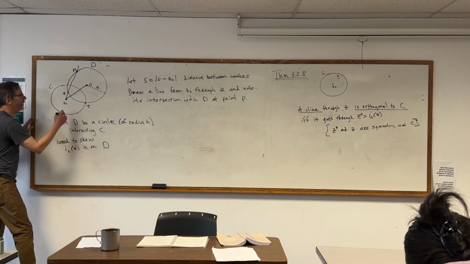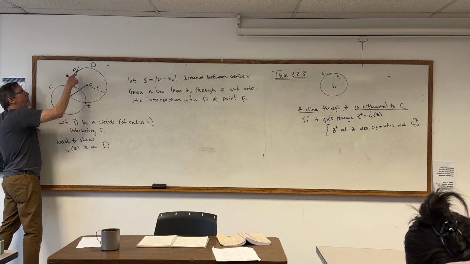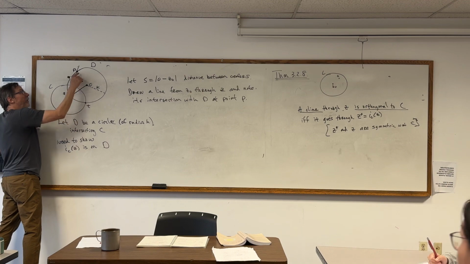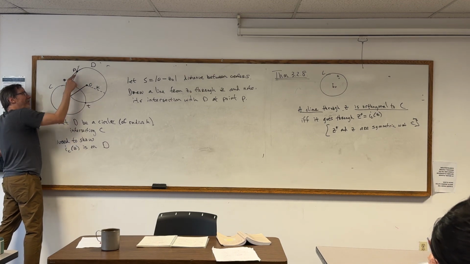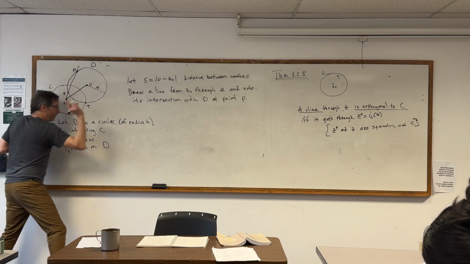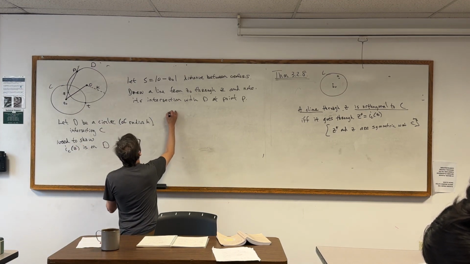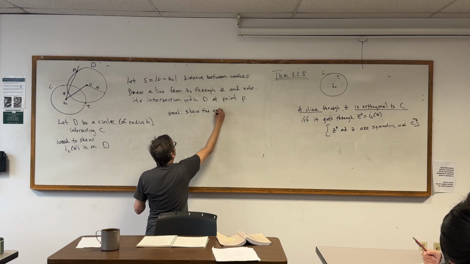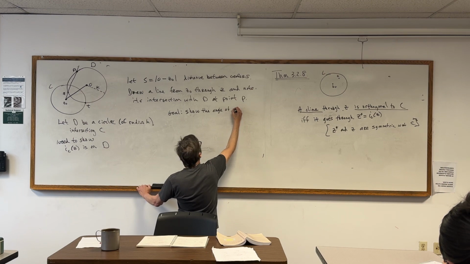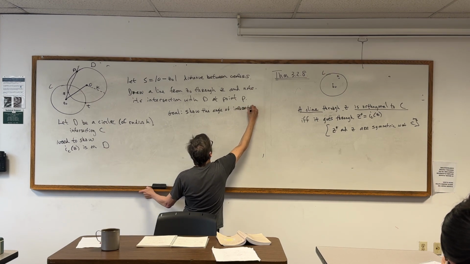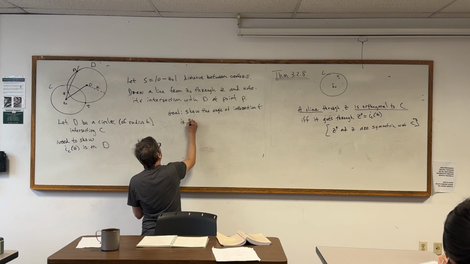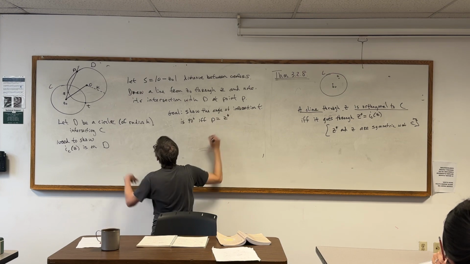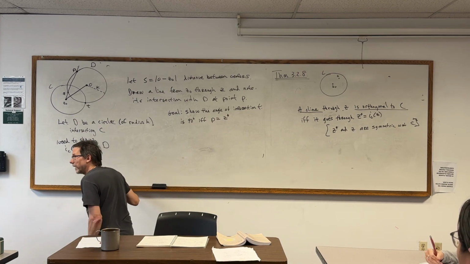Well, we want to show that, okay, here's what we're going to show: that this intersection is 90 degrees if and only if that point P is Z star. So our goal is to show the angle at intersection T is 90 degrees if and only if P is equal to Z star, the inversion of that Z right over there.